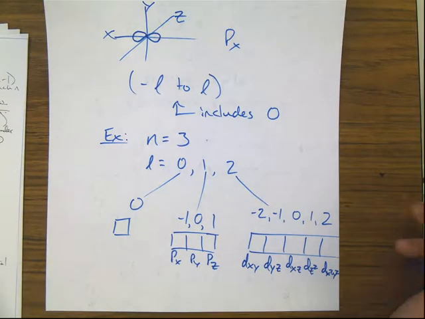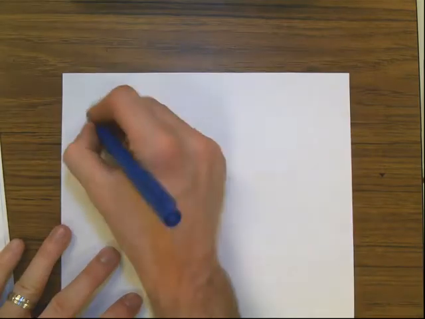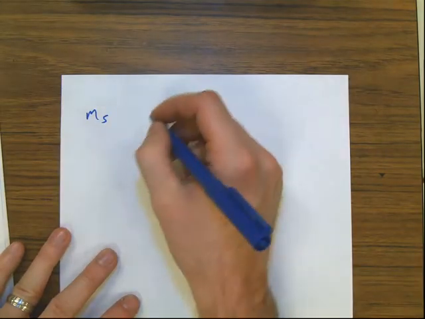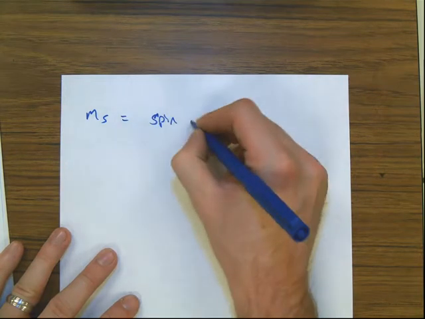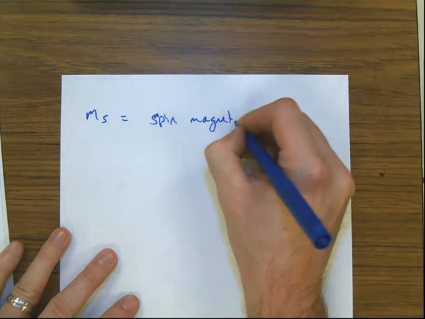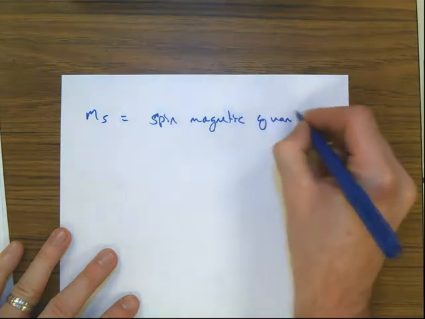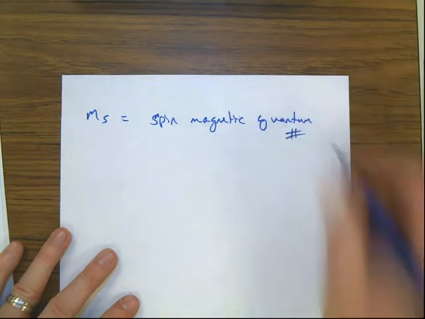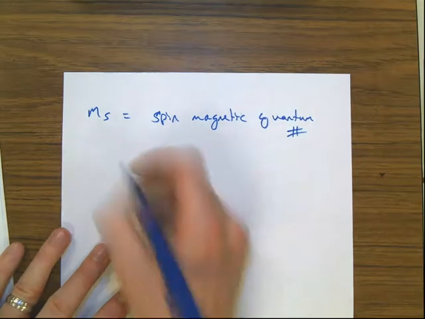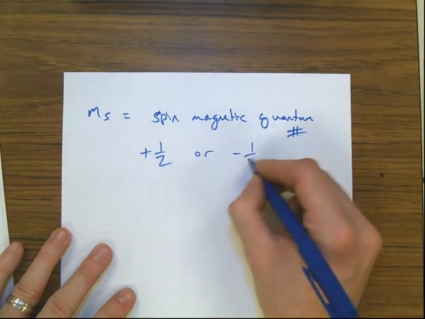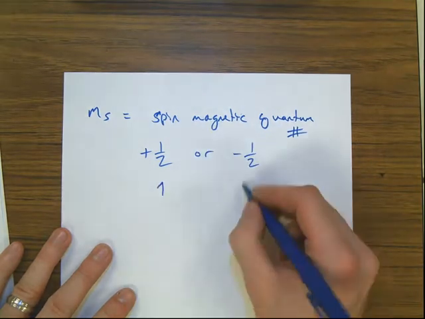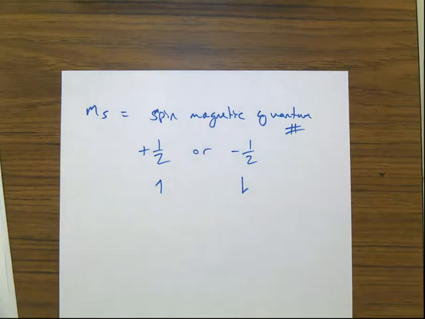All right, we still do actually have one last quantum number, and this one is called the magnetic spin, and it's represented as ms. So we call it the spin magnetic quantum number. Now, the spin magnetic quantum number has values of plus half or minus half. And that's where we get the half arrow up or the half arrow down when we're drawing electrons in orbitals.